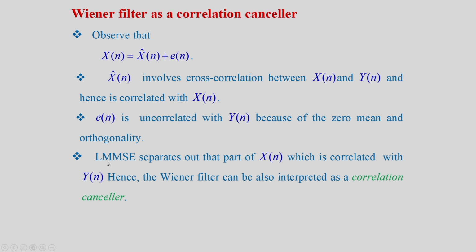Therefore, LMMSE separates out a part of x n which is correlated with y n. Hence, the Wiener filter can also be interpreted as a correlation canceller. Whatever correlated part is there in the signal, that will be cancelled out.